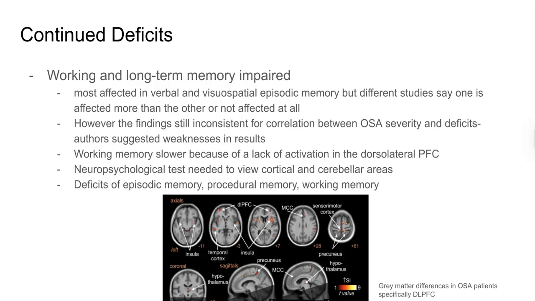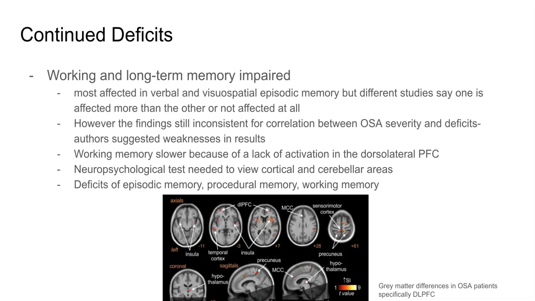When it comes to memory, what we know for sure is that working and long-term memory are impaired. Working memory is also slower because of the lack of activation in the dorsolateral prefrontal cortex. We also know there are deficits in episodic, procedural, and working memory.